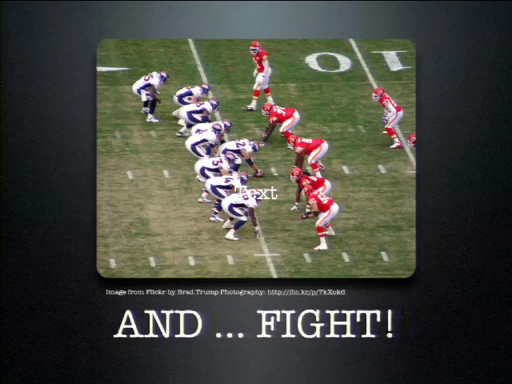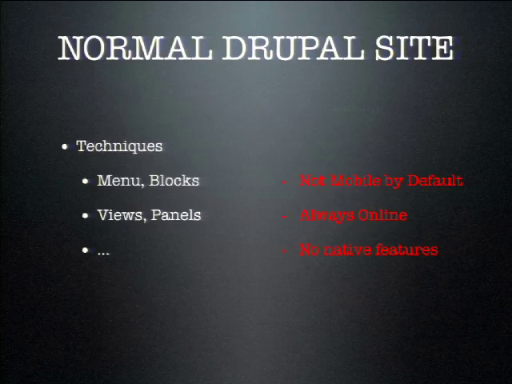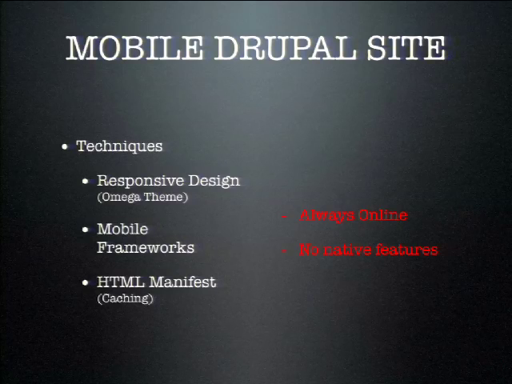And fight! We have the normal Drupal site, Drupalista, and it comes in with techniques. It has menus, blocks, views, and panels. But it's not mobile by default, it's always online, and it has no native features. Next, the mobile Drupal site, Omega T. Omega T comes in with responsive design, mobile frameworks, and an HTML manifest, but it's always online and has no native features.